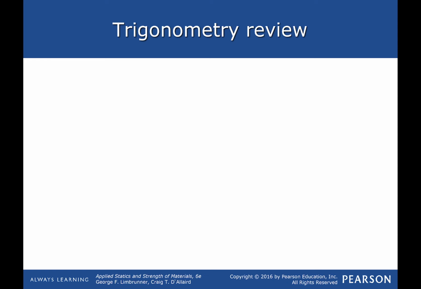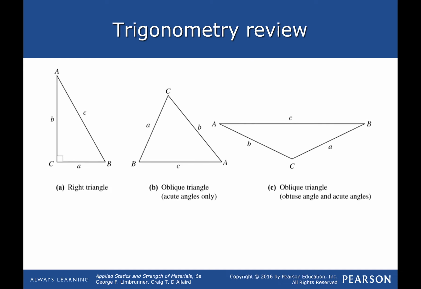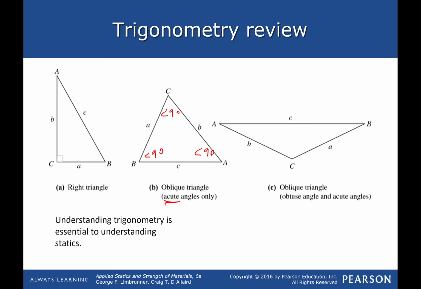Okay, trig review, everybody. If you haven't taken trig, well, then it's time to learn trig. So let's do this. First up, we've got three types of triangles here: a right triangle, an oblique triangle, and an oblique triangle again. You're like, wait a second, why are there two oblique triangles? Well, in one case, there are only acute angles. Acute angles means that they are less than 90. So that one's less than 90, that one's less than 90, and that one's less than 90. In an obtuse triangle, one of these is more than 90, while the other two are less than 90. So that's the important thing here.